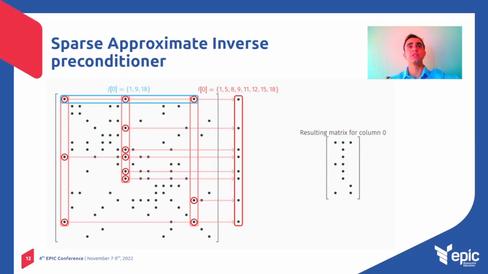So here is the I0 set, because it corresponds to the 0th row. And then we take these elements and form a submatrix, as illustrated on the right here. With this submatrix, we need to solve a least squares problem in order to get the column of the preconditioner.